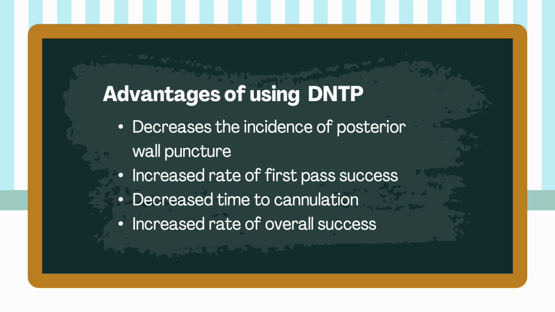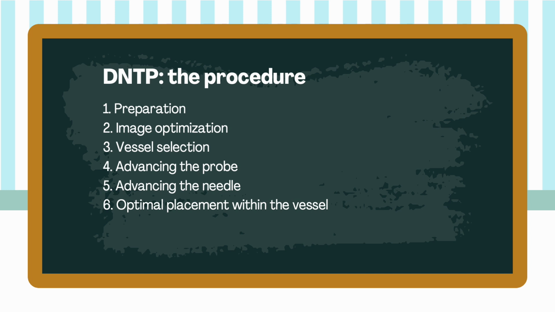It must be noted that the routine use of this technique for regular, uncomplicated cannulations offers no additional benefits, and it in fact may take longer than traditional palpation methods for cannulation. The steps for dynamic needle tip positioning include preparation, image optimization, vessel selection, advancing the probe, advancing the needle, and ensuring optimal placement within the vessel.